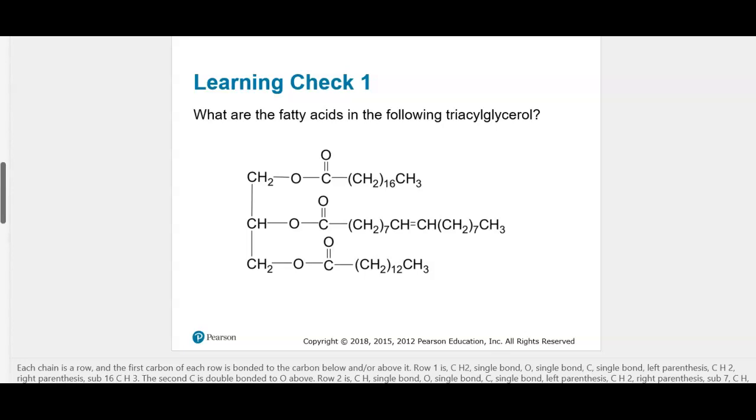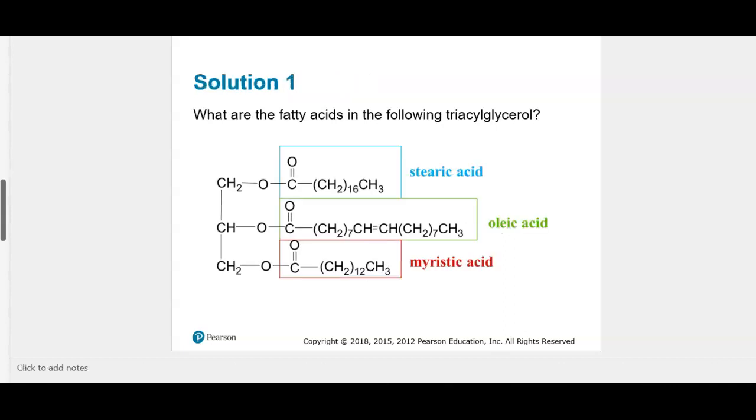And then this other one, this is 12 plus 2. That's going to be 14 carbons. That's going to be myristic acid. That's how it's broken down.